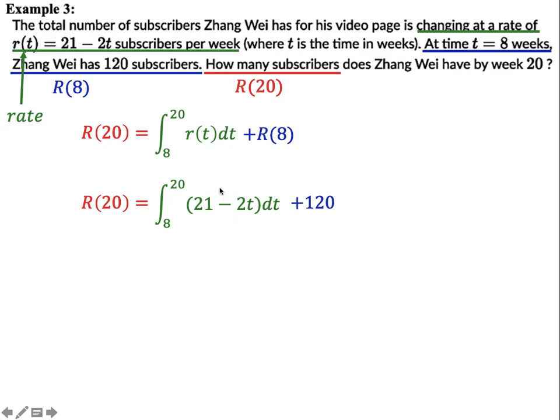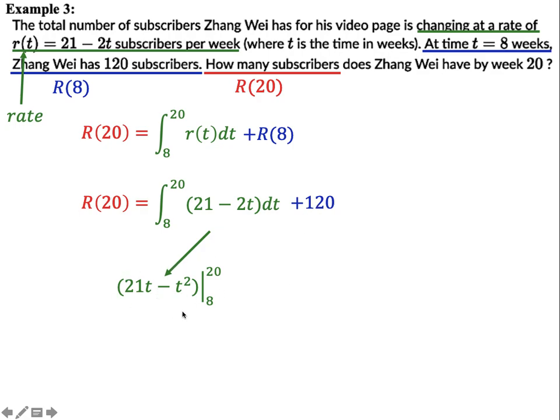So the antiderivative here is 21t minus t squared, right? Bump up the power, divide by the new power. So that's 21t divided by 1. That's 2t squared divided by 2. And we get this. And I'm just going to evaluate this because I know I just have to add 120 to it when I get done here.